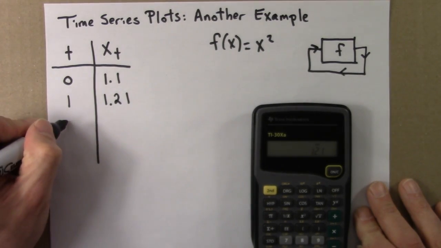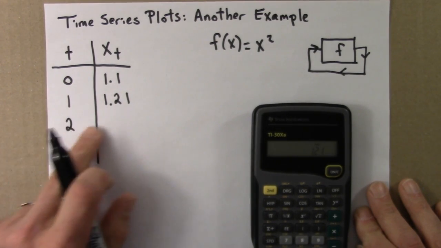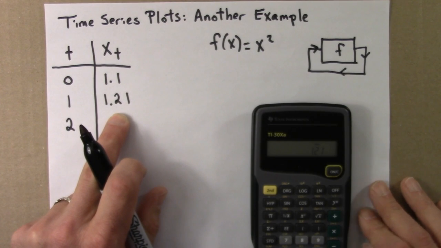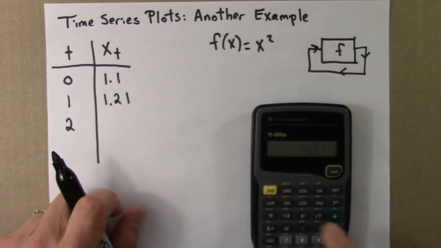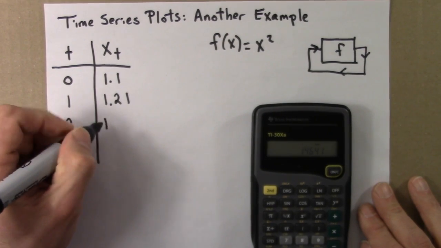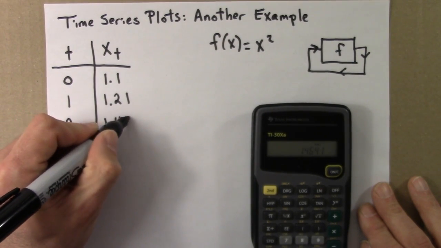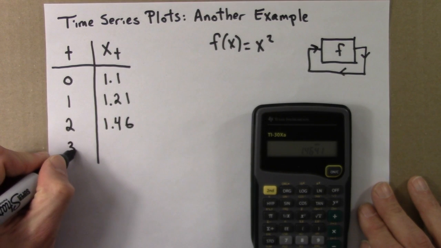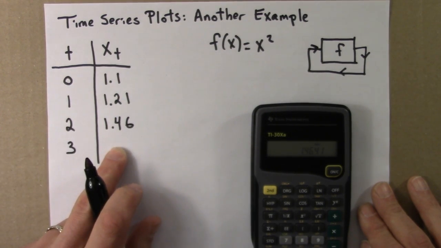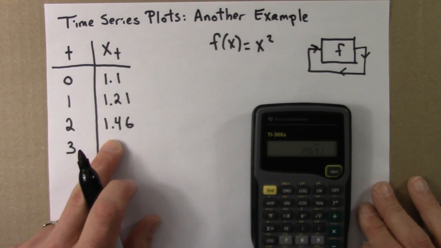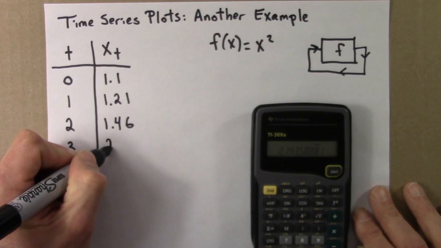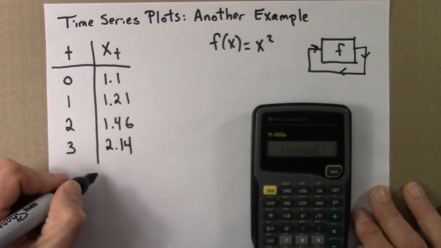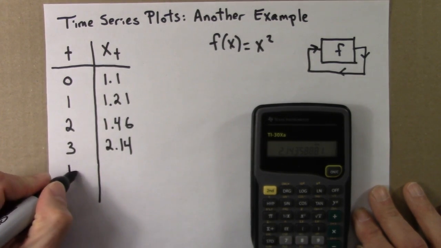Okay, what's the next value? We get the next value from the function. In this case, that means squaring the number. So we square 1.21, and I get 1.46. What's the next value? Well, that's determined by the function. I use 1.46 as the input, so I square it. And I get 2.14. Let's do one more.